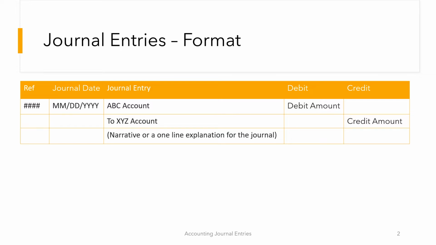Just to reiterate, there are 6 components: journal reference, journal date, journal entry, debit, credit, and the narrative or one-line explanation of the journal.